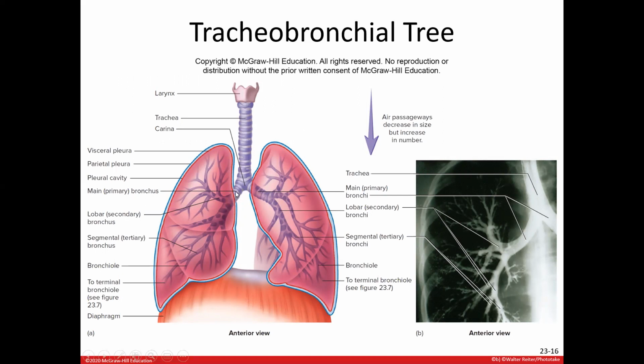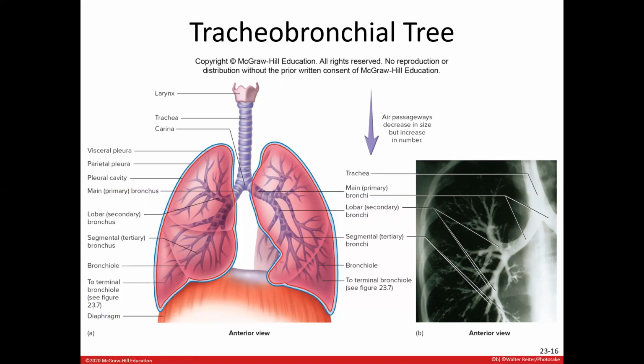So we have the main bronchi, which lead to a secondary structure called your lobar bronchi. Then once we come off the lobar bronchi, we have additional branches called the segmental or tertiary bronchi. Off of the segmental bronchi, we then have your bronchioles. And then off of your bronchioles, we then have your terminal bronchioles.